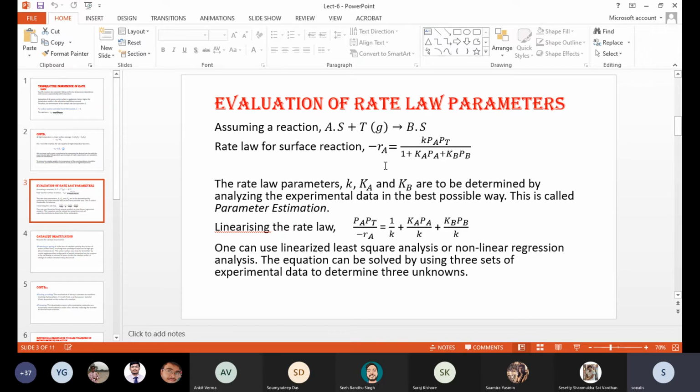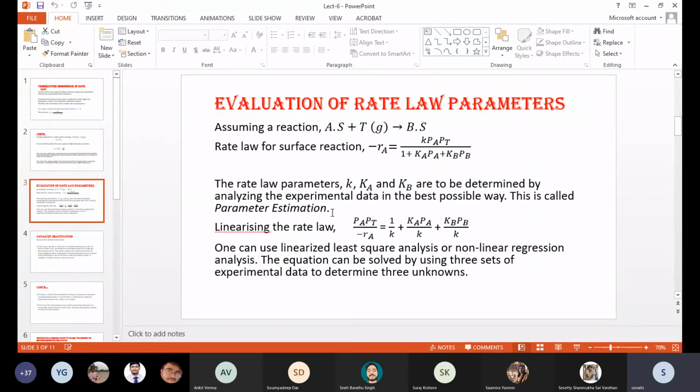What are the rate law parameters? Rate law parameters are the rate constant k, the adsorption equilibrium constant of A, Ka, and the adsorption equilibrium constant of B, Kb, which are to be determined. These are to be determined by analyzing the experimental data in the best possible way. This is called parameter estimation. The way to find out rate law parameters is called parameter estimation.